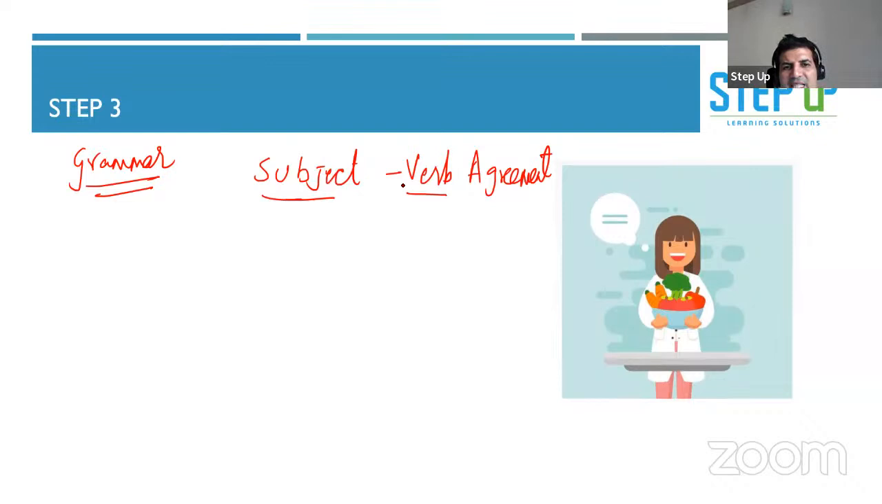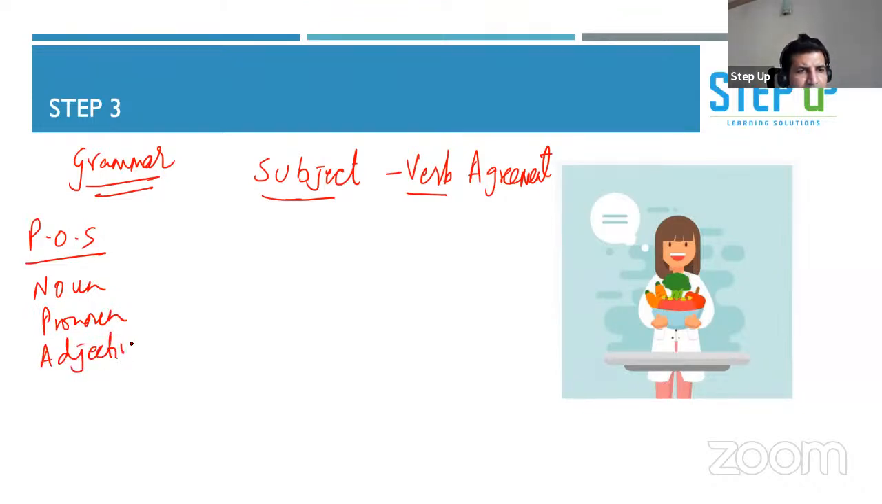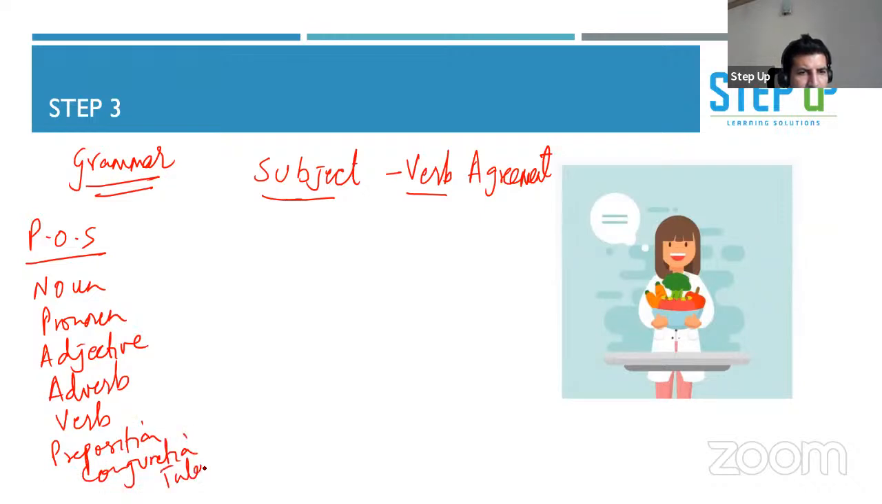So first, before we understand subject and verb, there are different parts of speech. For example, noun, pronoun, and so on. These are the 8 parts of speech. Noun means a naming word, the name of a person, place, or thing. Pronoun is something that is used in place of a noun.